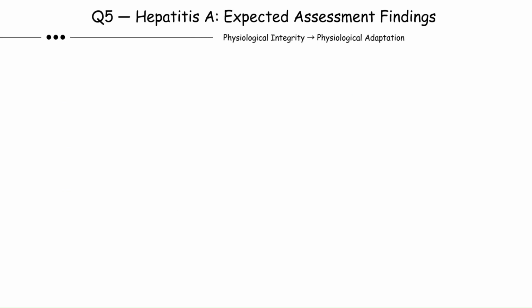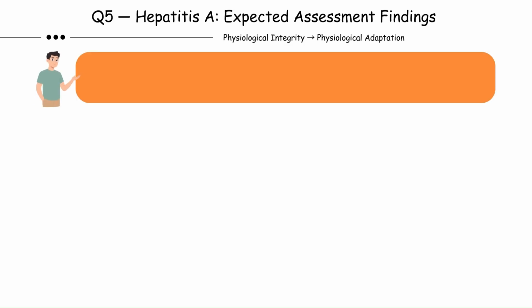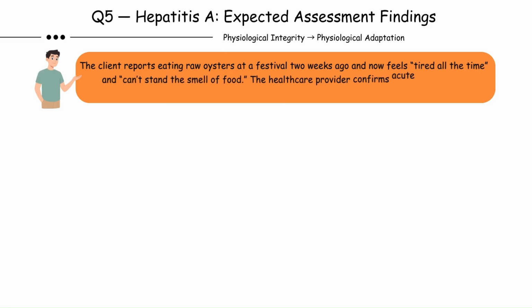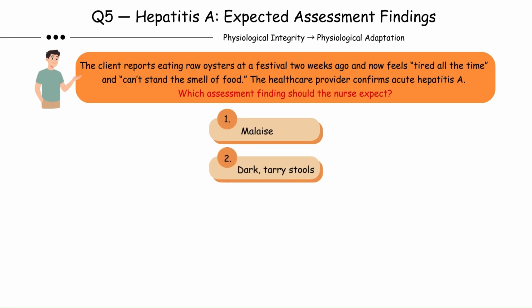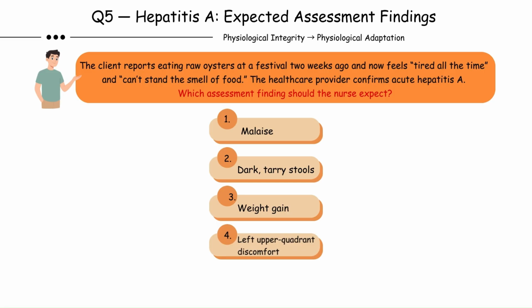Question 5. Hepatitis A. Expected assessment findings. A 32-year-old client reports eating raw oysters at a festival 2 weeks ago. Now they feel tired all the time and cannot tolerate the smell of food. The provider confirms acute hepatitis A. Which assessment finding should the nurse expect? Option 1. Malaise. Option 2. Dark, tarry stools. Option 3. Weight gain. Option 4. Left upper quadrant discomfort.